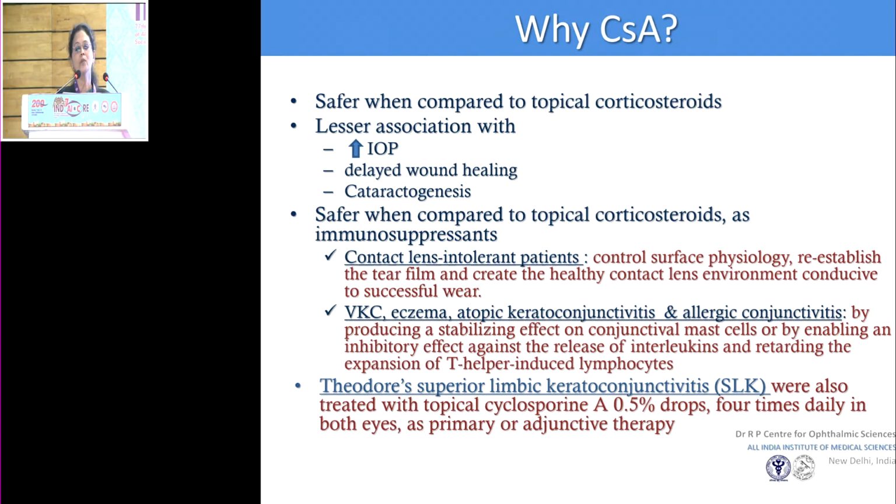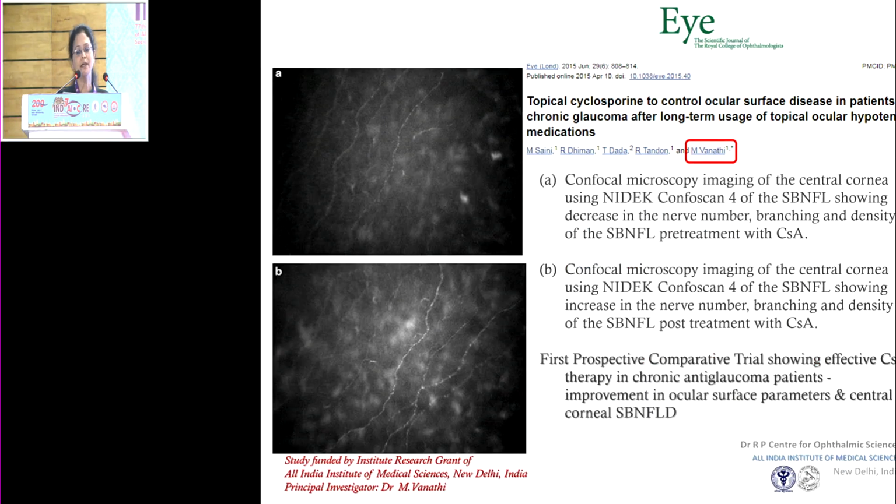So it particularly works well in contact lens intolerant patients with dry eye disease, in chronic VKC patients where the morbidity has led on to a dry eye disease, atopic keratoconjunctivitis, allergic conjunctivitis, and superior limbic conjunctivitis. And just to close with a small study which we looked at to see if this is really helping, it does help in chronic glaucoma patients who are on anti-glaucoma therapy for a long while.